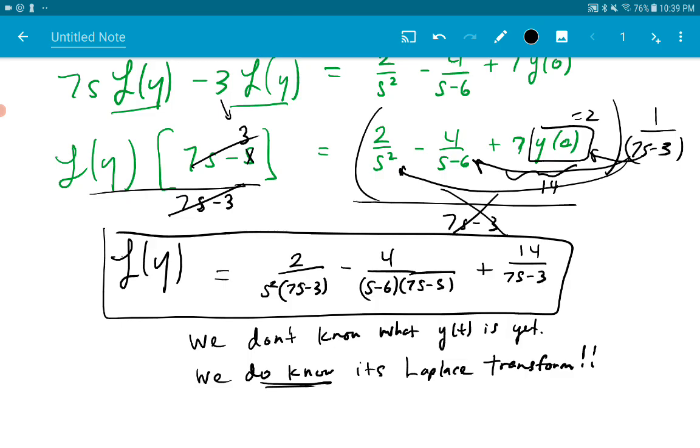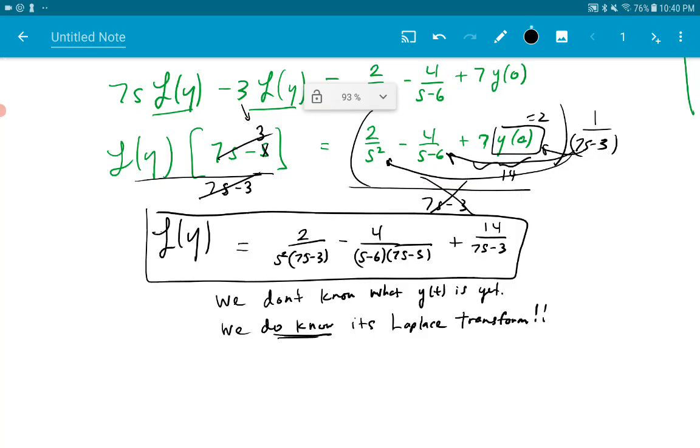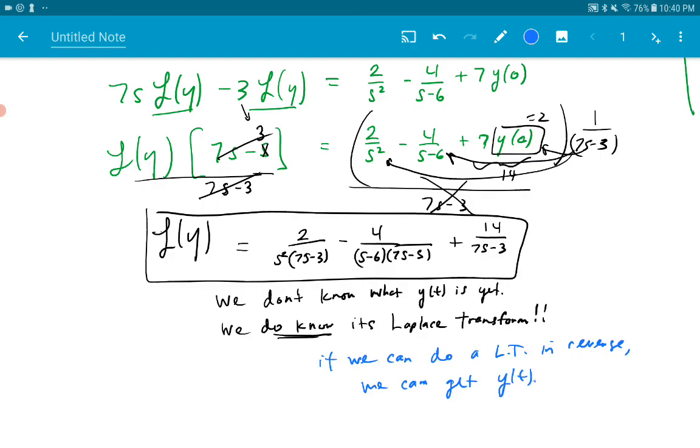Our goal to solve the differential equation would be to find the function y of t. That would be our solution. And this is an alternative way to do it, because if we can learn how to undo or reverse, so if we can do a Laplace transform in reverse, we can get y of t. Okay. And that's the next skill we need to learn. We need to learn how to take the Laplace transform in reverse.